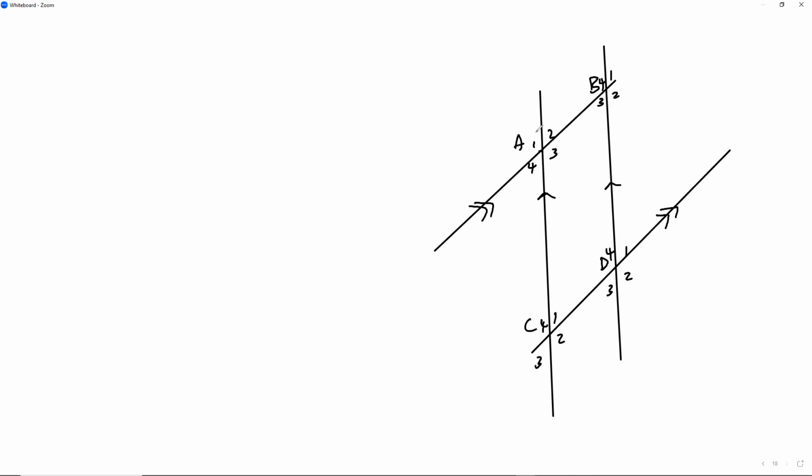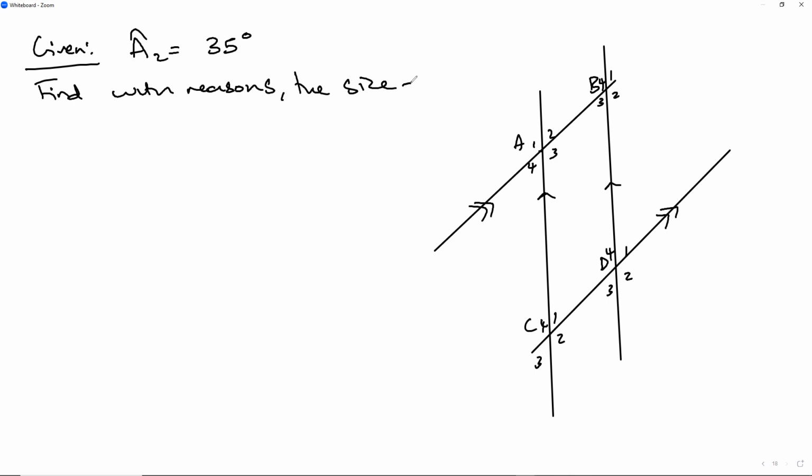And I'm given the following information. I'm told that angle A2 is equal to 35 degrees. And I'm asked to find the following with reasons: the size of the following angles. So A3, B1, and you've got to give a reason as well. So I'll keep a space for a reason as well from here.